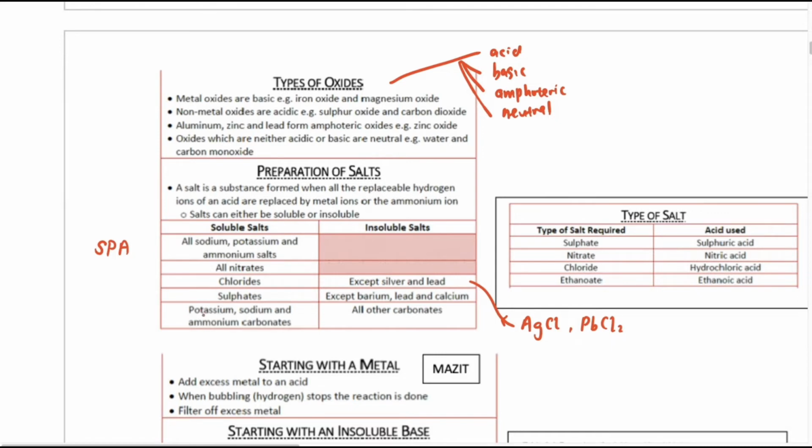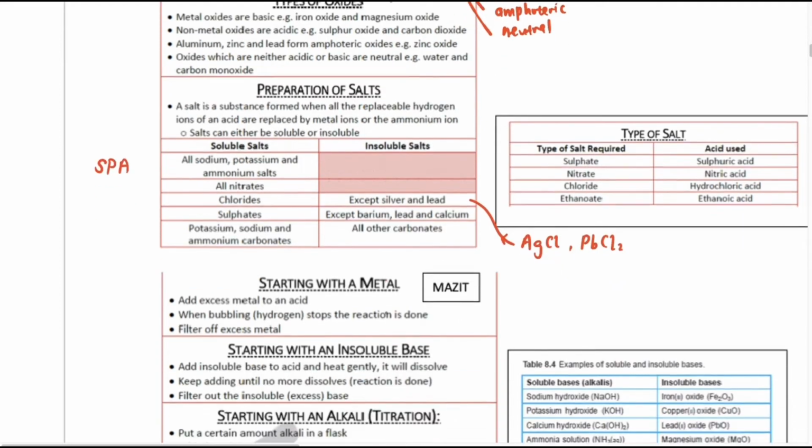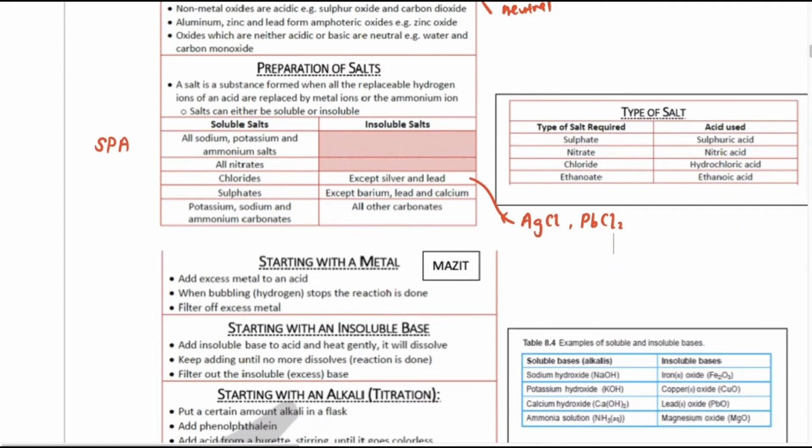Okay, then potassium, sodium, and ammonium carbonates are soluble. The SPA carbonates are soluble. Other than that, the rest are not soluble. Okay, so remember that.